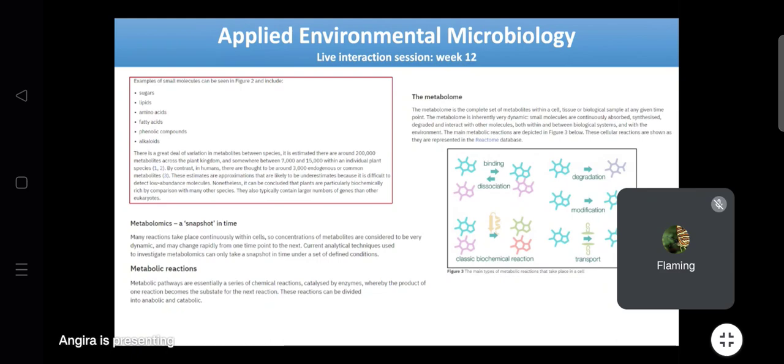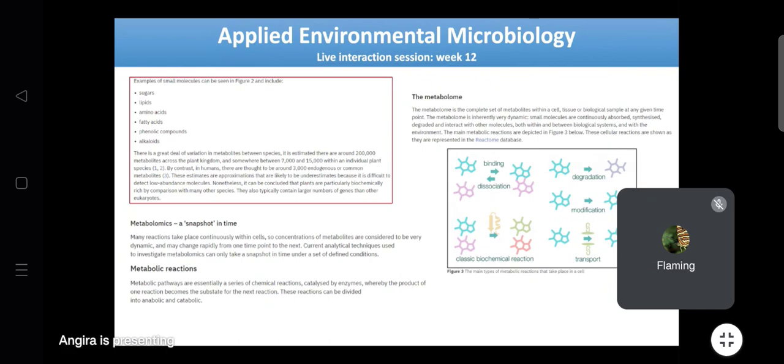Okay, so what are the metabolic reactions that we mainly look at? We look at metabolic pathways, where there is a series of chemical reactions catalyzed by enzymes, and the product of one reaction becomes the substrate of the next reaction. So the metabolome of a cell is a complete set of metabolites within the cell, or it can be a tissue or a biological sample, depending on what sample you get at any given point of time. So it is inherently very dynamic.